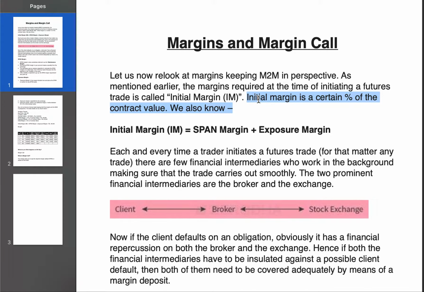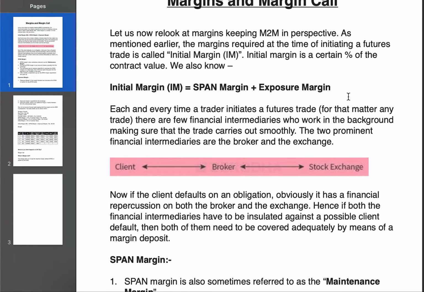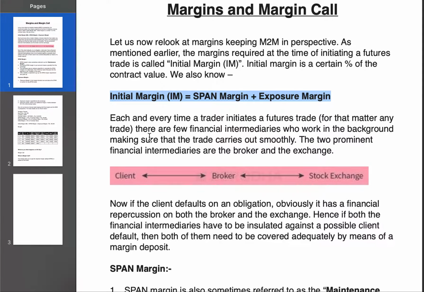As you remember, initial margin is generally a percentage of the contract value. If the initial margin is 15%, both the buyer and the seller of the futures contract have to shell out 15% of the contract value. Generally, the formula for initial margin is span margin plus exposure margin. You might recall this formula from the previous video, where I promised I would explain it in detail. Before delving into this formula, I will give you a little background into margins.